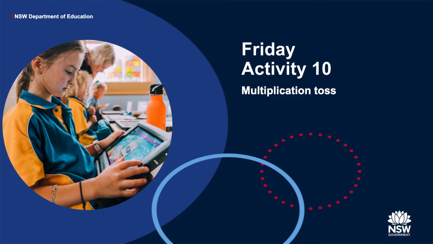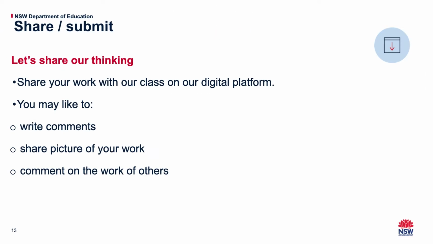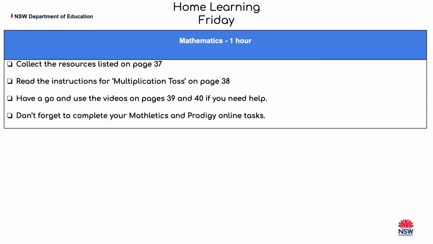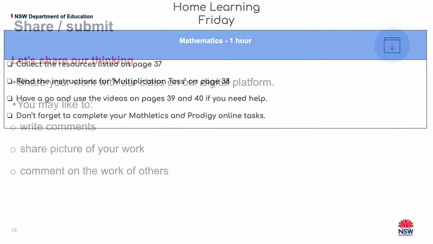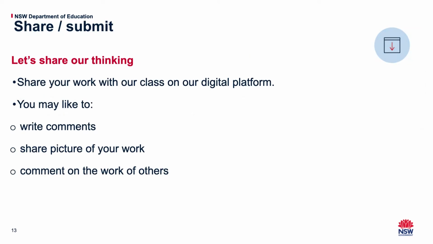Okay, multiplication toss. So you need to collect the resources listed on page 37 of the booklet. Remember, when we're online here, all those page numbers don't matter. If you've got the printed version from the school, those page numbers will link up. Collect the resources, read the instructions for multiplication toss, have a go and use the videos if you need help. And then you've got Mathletics and Prodigy.